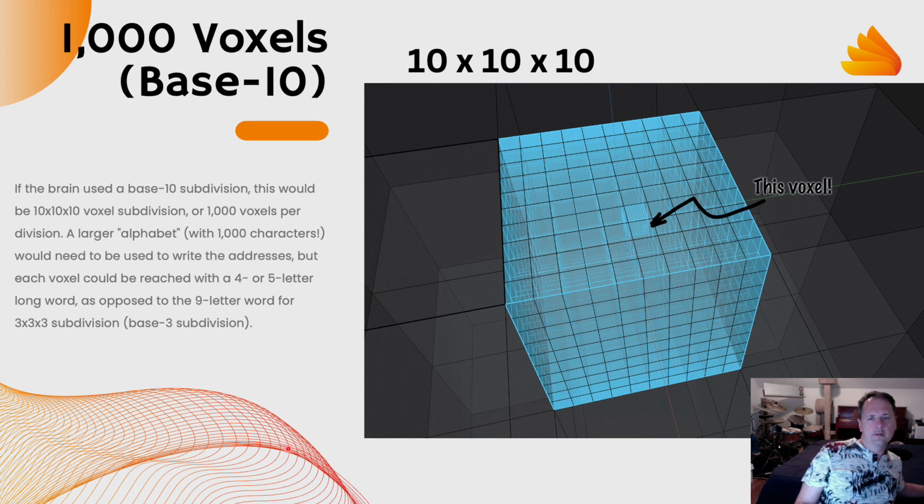Okay, so now what if instead of dividing by 3, we divide by 10? Now, in one single step, we can go from a cube down into 1,000 different voxels. What that would mean is that now we need an alphabet that has 1,000 letters, but what we would gain is instead of having to use a 9-letter word, we can now address any of the trillion voxels with a 4 or 5-letter long word, so a little bit of an advantage.